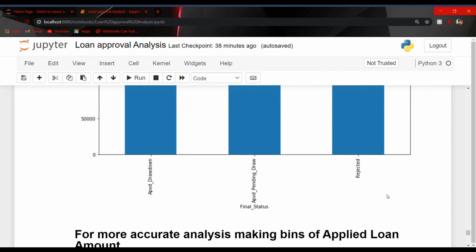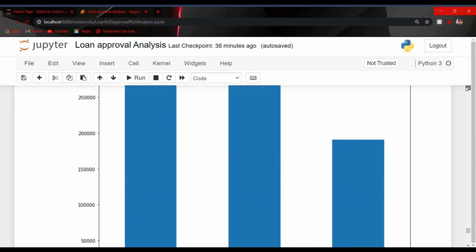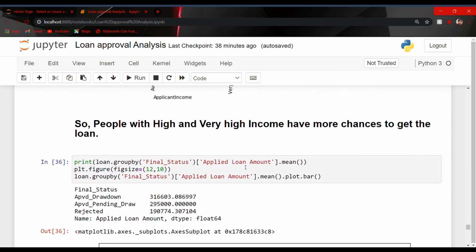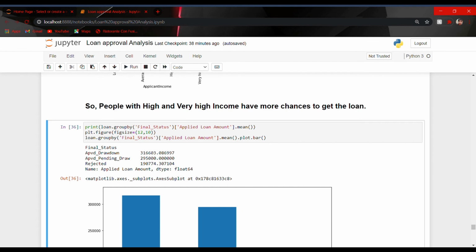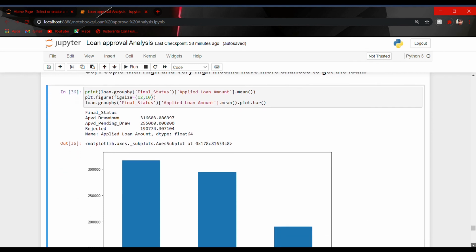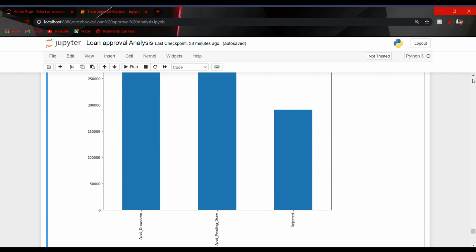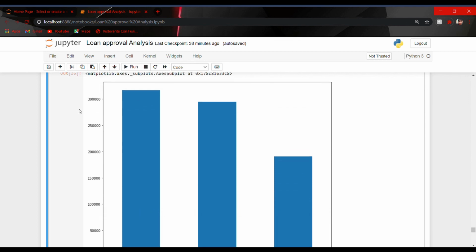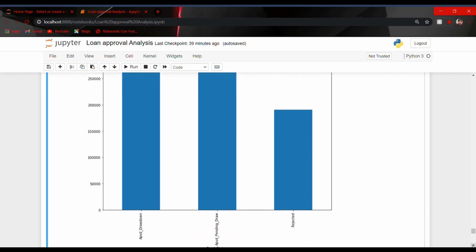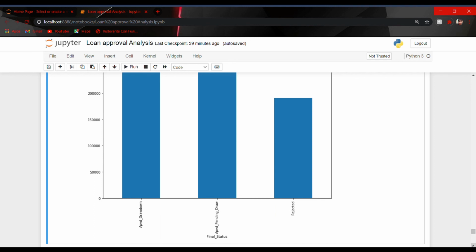Now here I have done the analysis on the basis of the loan amount applied, the applied loan amount, and here you can see that I have categorized it. As you can see, the people who take a loan of 3 lakhs and above have the highest chances of getting their loan accepted. Next comes below 3 lakhs, and the third comes below 2 lakhs.